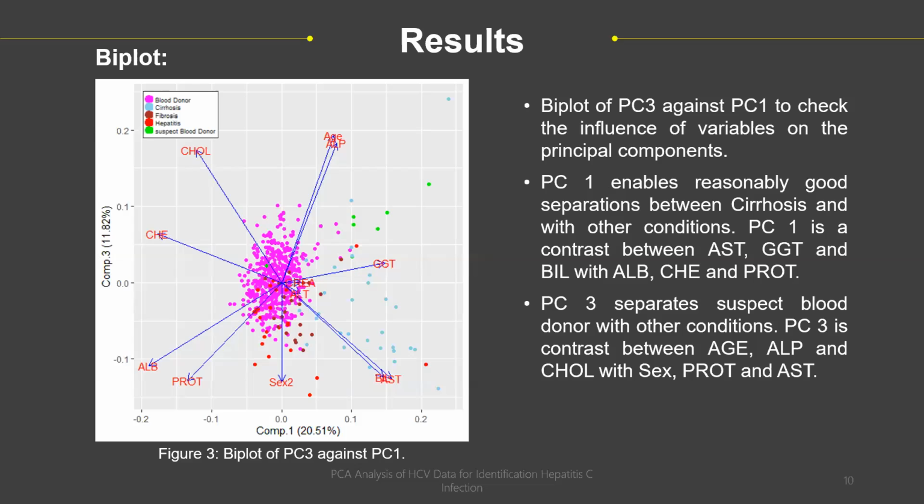Through this biplot, we can also see that those suspected of having this disease are concentrated on the positive side of PC3. So PC3 is actually a contrast between age, ALP, and CHOL versus sex, PROT, and AST.